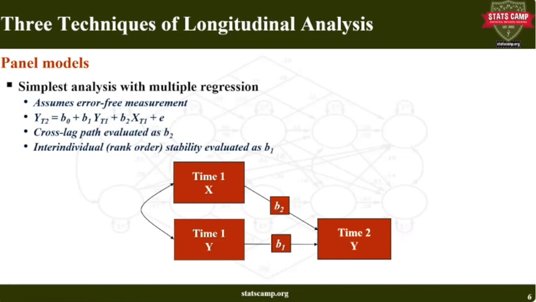And then we have that cross-lagged path, which is evaluated as the strength of the association of B2 controlling for B1. So again, we're controlling for prior levels of the individual standings in the parameters.